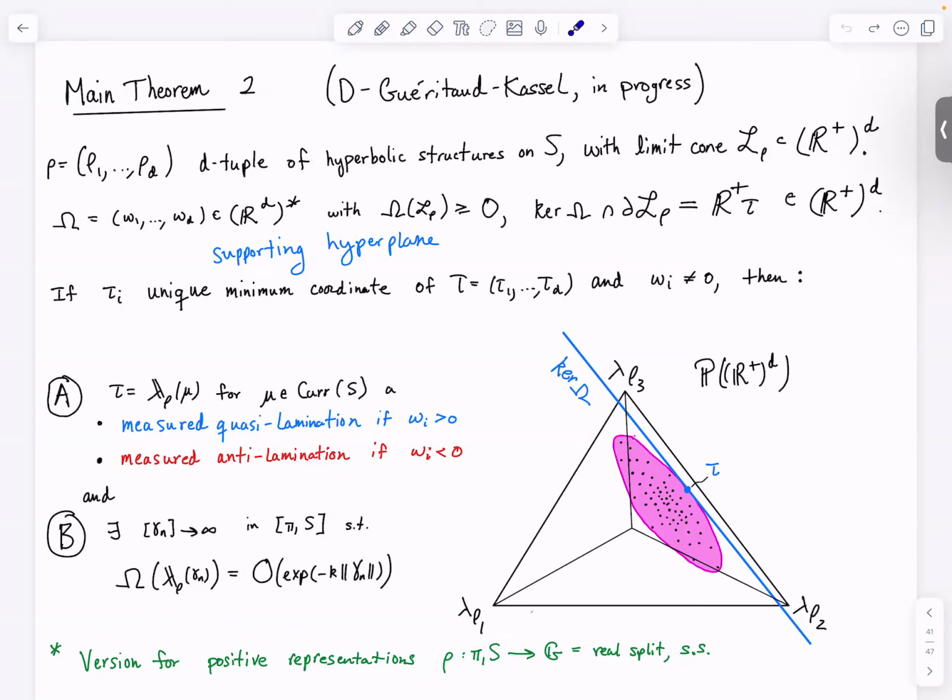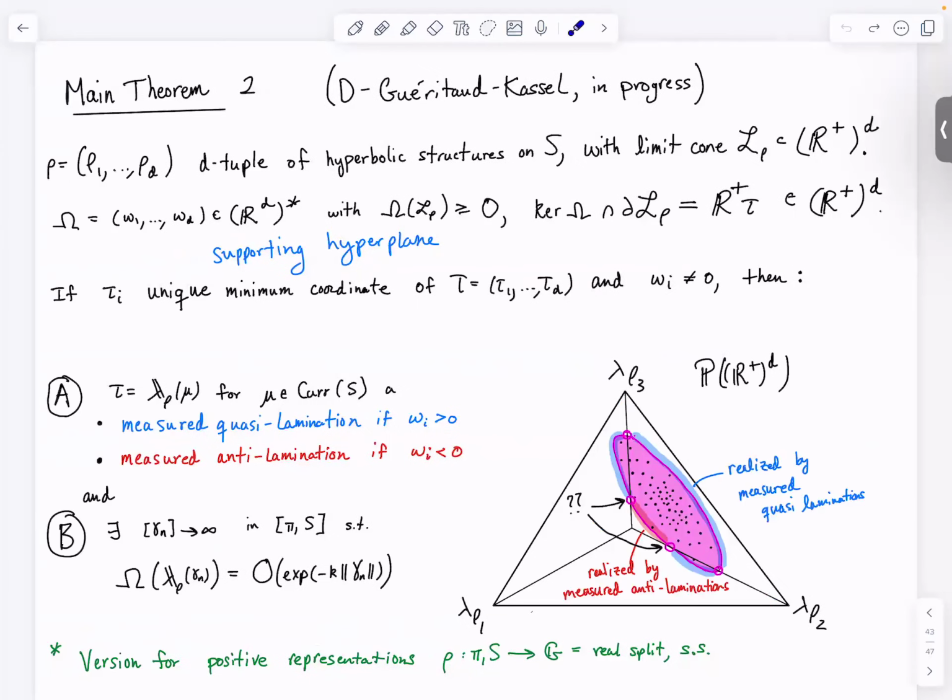Okay, I should stop, but I think I need to just show you a picture of what a quasi-lamination and an anti-lamination are. So, before I do that, in this picture, from this theorem we can say something about the behavior of all boundary points except a few key ones. All of these ones are quasi-laminations.